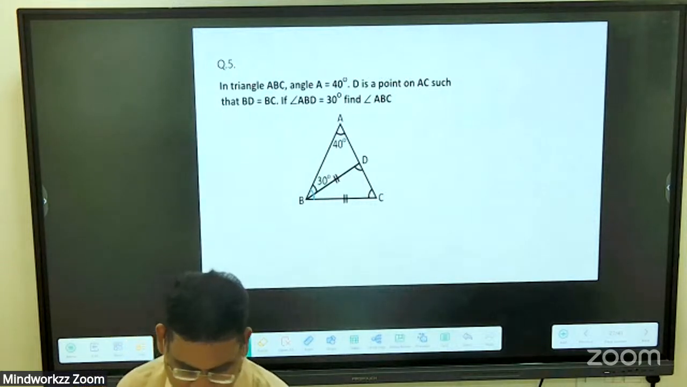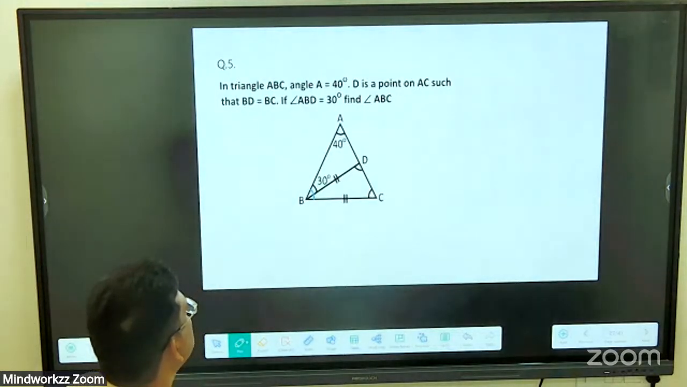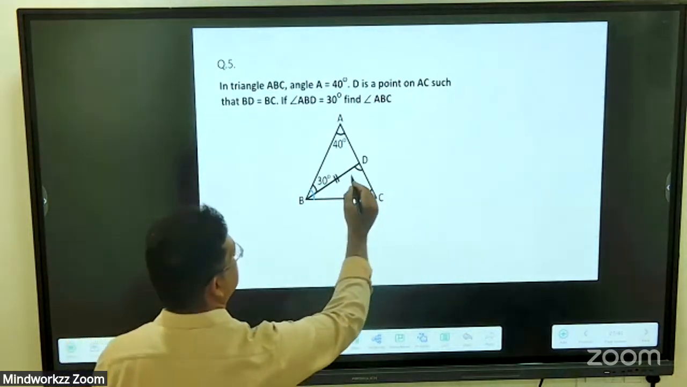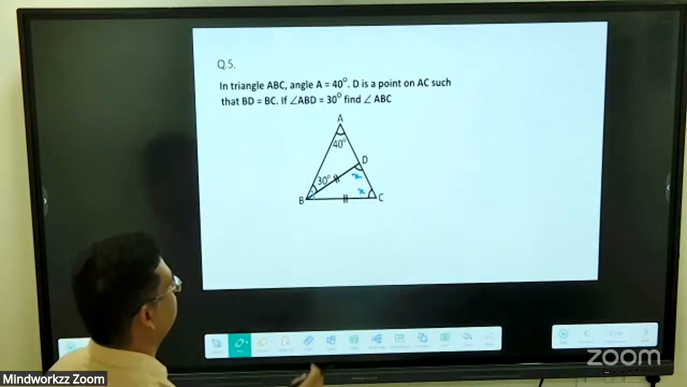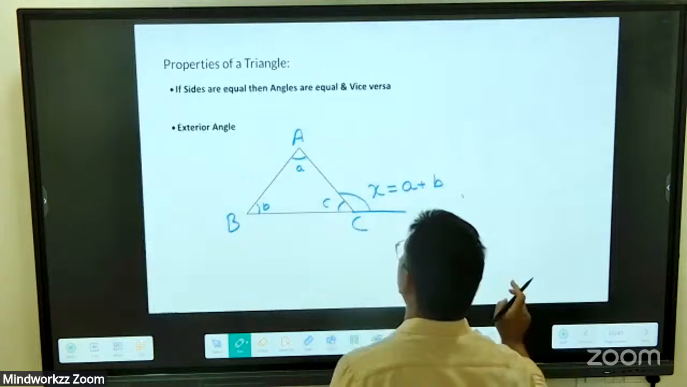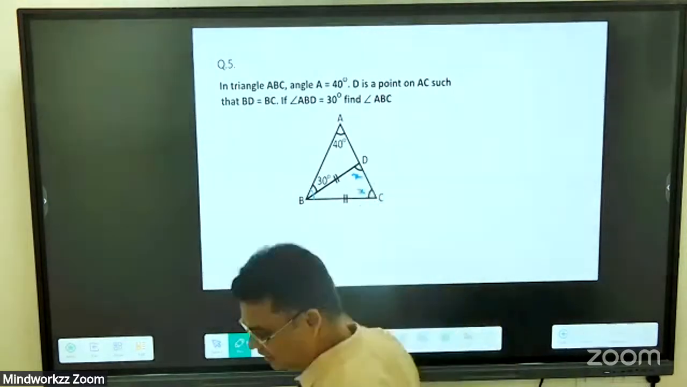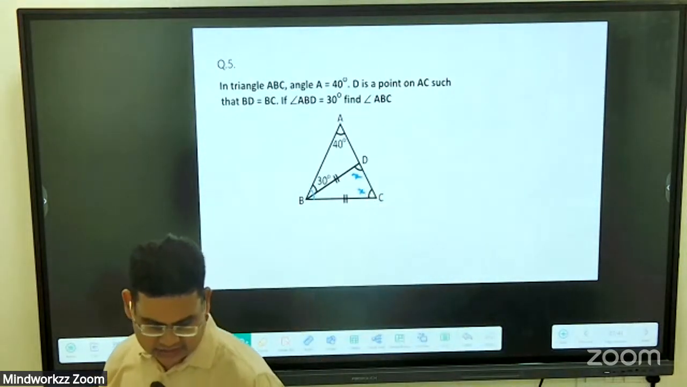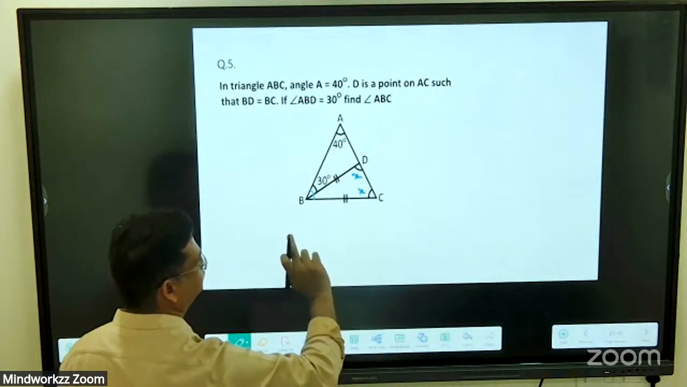Let us solve this. You have been given A is 40 degrees, BD is equal to BC, right? So you can say this is X. So this will also be X, right? Because BD is equal to BC, and we have done this property: if sides are equal, then angles are equal, and vice versa. So if these two sides are equal, the angles will be equal. Yes, Vinny, correct, 70 is correct.